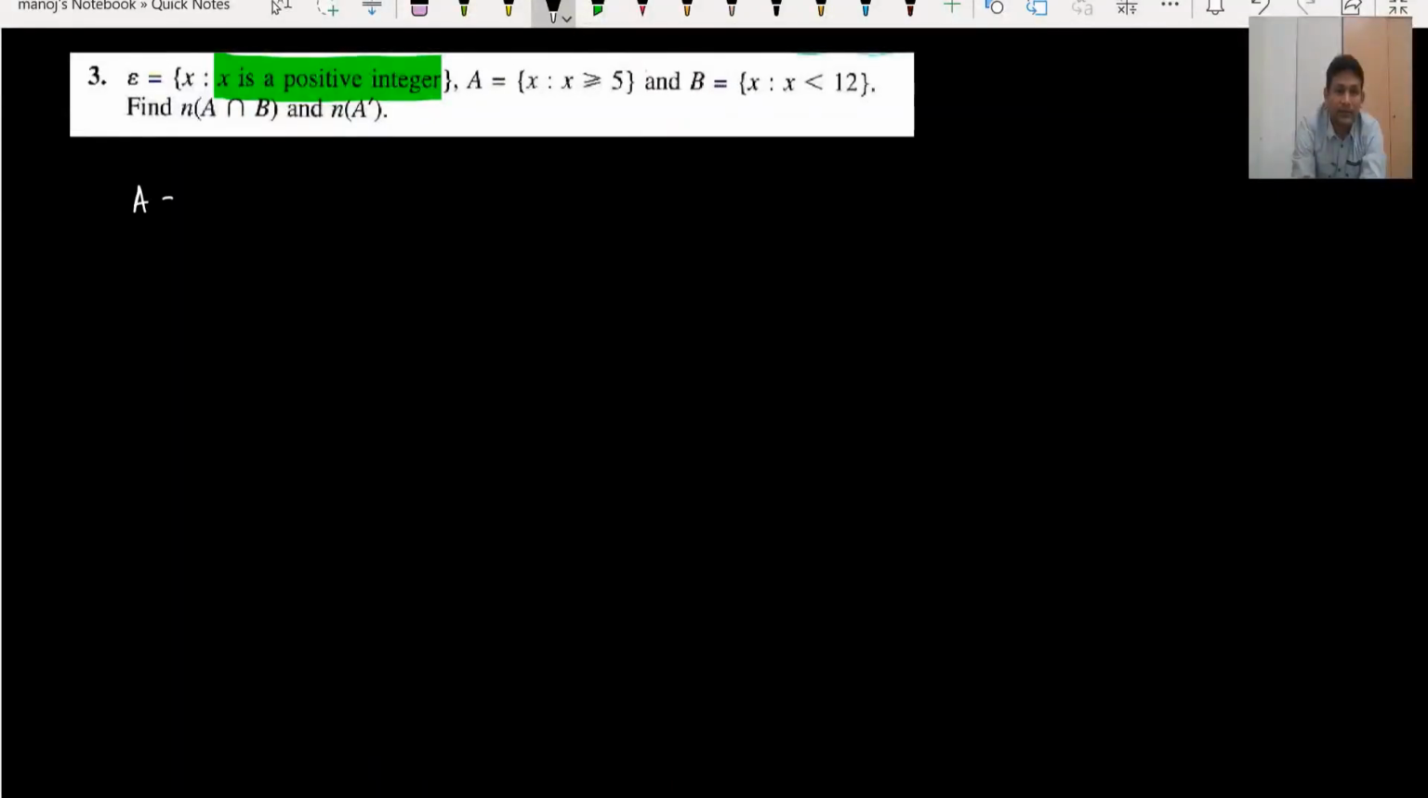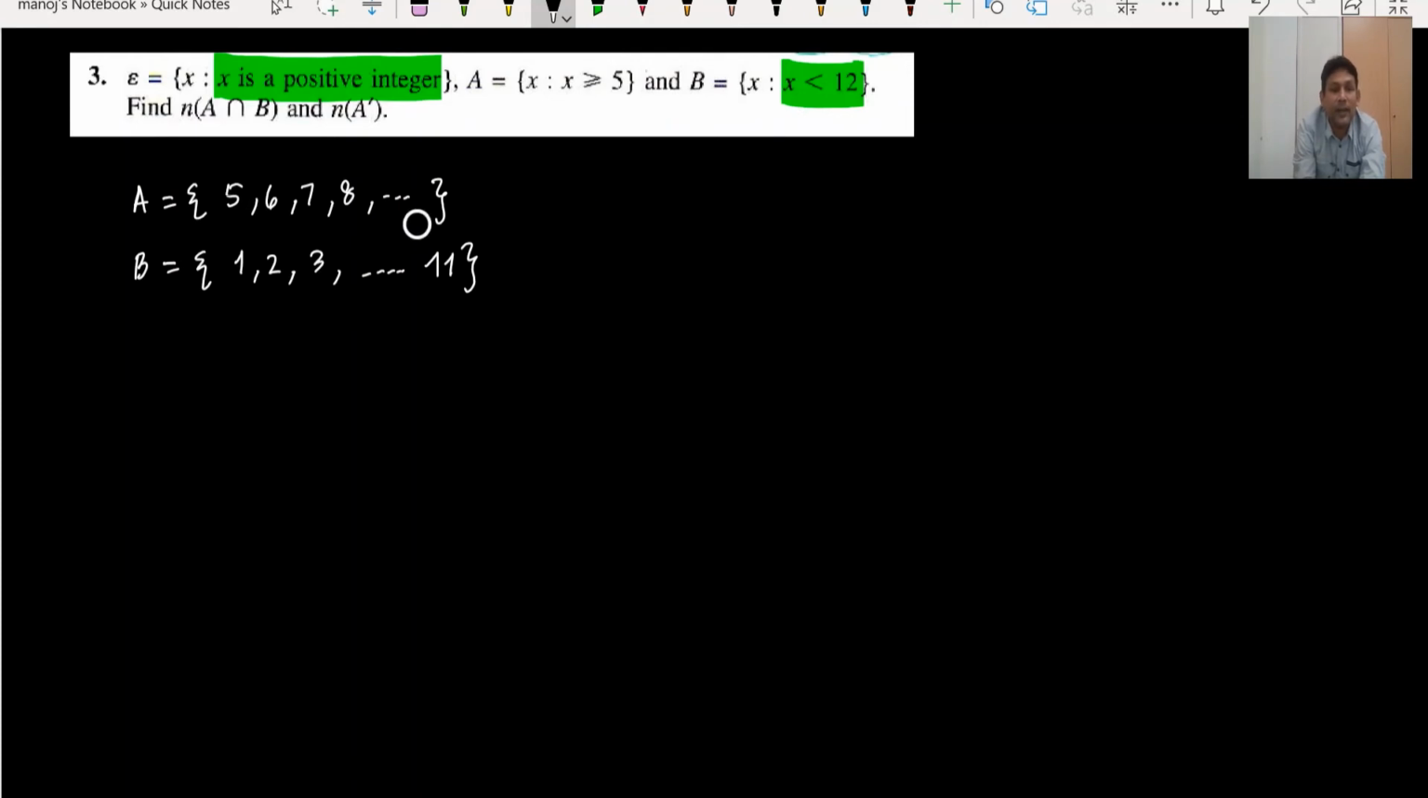A is when we write the listing of X like 5, 6, 7, 8, and so on, and we do not need to write this again and again. X is positive, and B is X less than 12, not equal to 12. So I will write 1, 2, 3, 4, 5, 6 till 11 because it is less than 12. And A is starting from 5 and onward, and we do not have the limit. Find the number of elements in A.